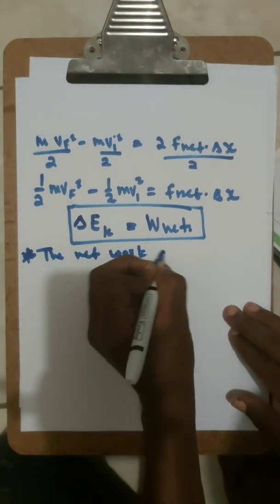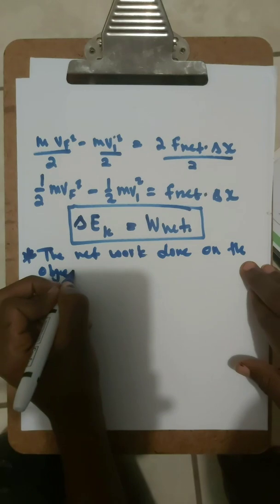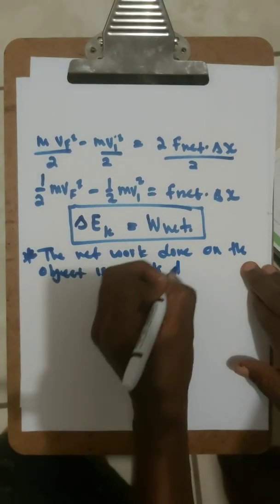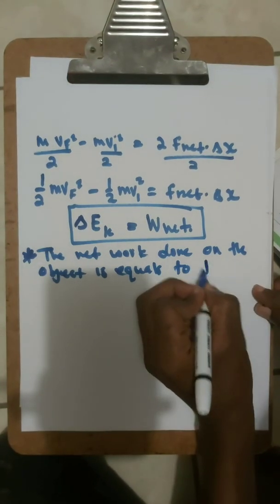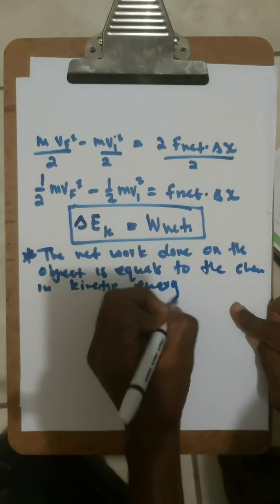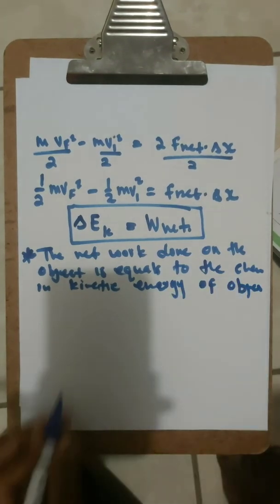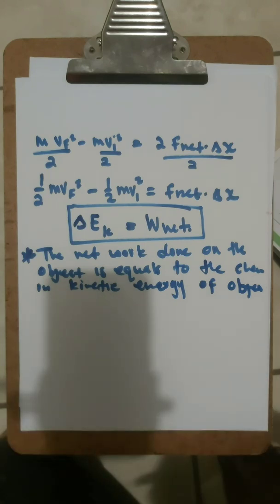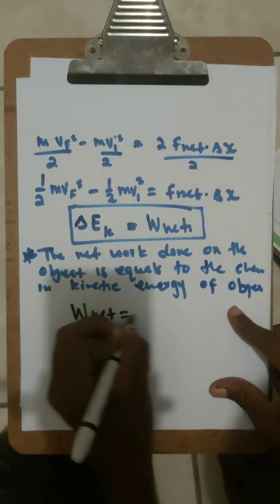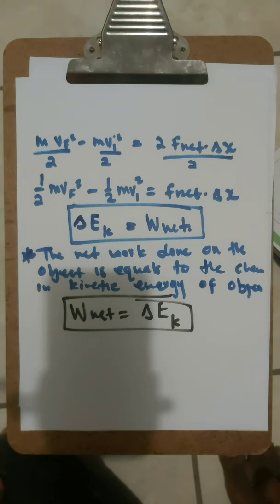The net work done on the object is equal to the change in kinetic energy of the object. In a formula, it is going to be something like this: work net is equal to the change in EK. This is the work energy theorem. So basically, that's how we derive the work energy theorem.